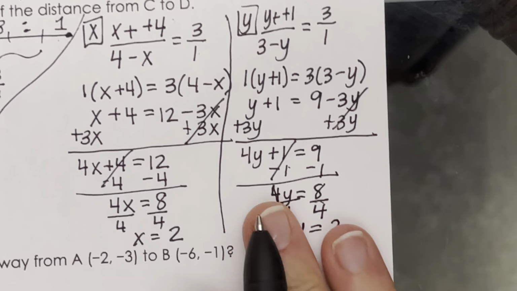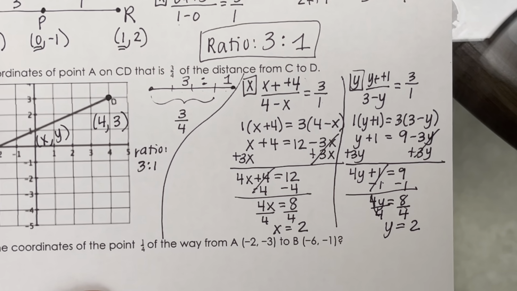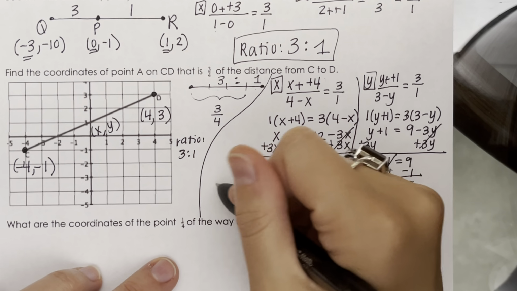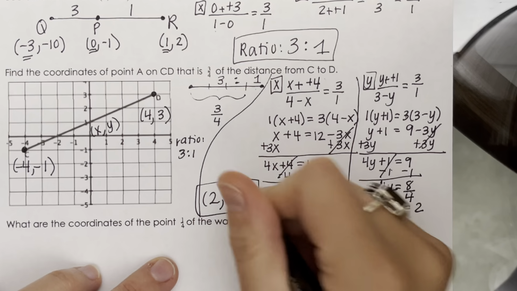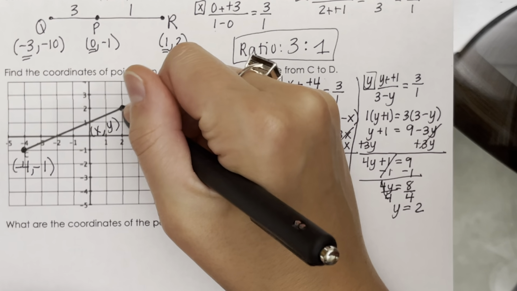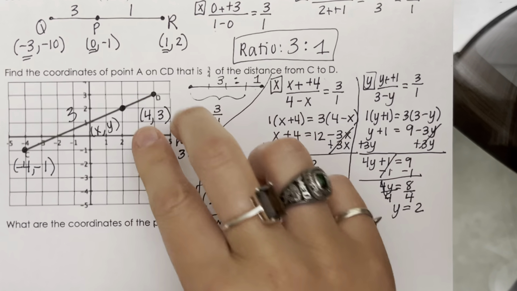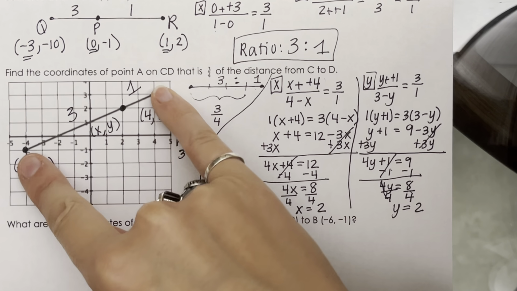So my final coordinates for a point that is 3/4 of the way from C to D is point 2, 2. And so actually if I come up here to my picture, here's 2, 2. I see that it's right on the graph, which is great. So this is worth 3 pieces. This is worth 1 piece. And in total, that is 4 pieces.